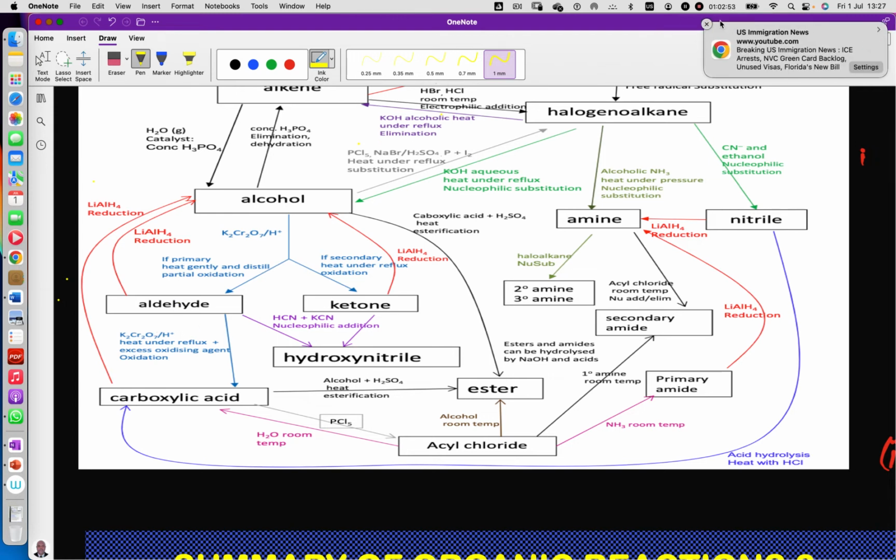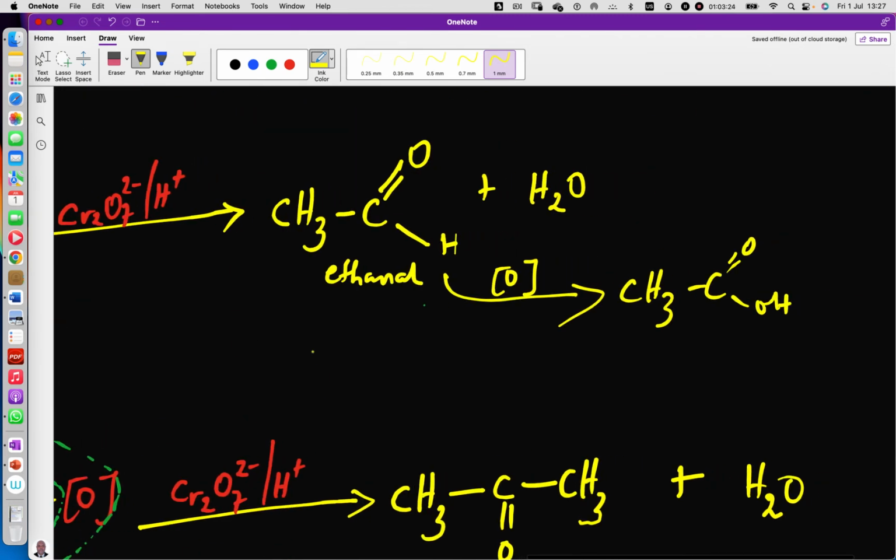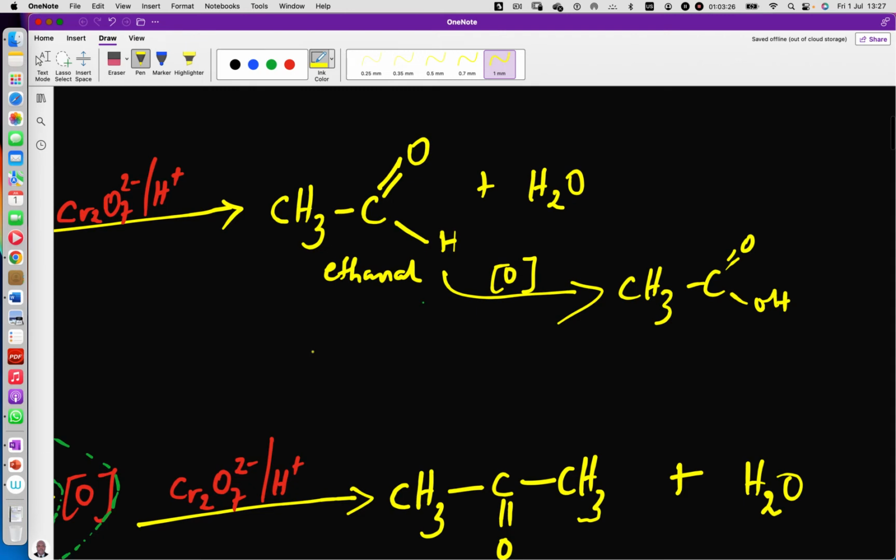Now we will proceed. It should also be remembered that these aldehydes are further oxidized, as I told you. The aldehydes are further oxidized to carboxylic acid. As I showed you here, aldehydes are further oxidized to carboxylic acid. That is ethanal to ethanoic acid.